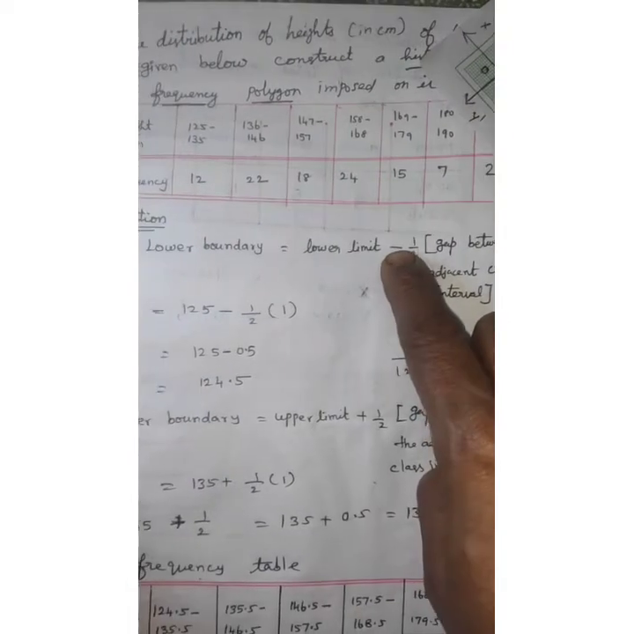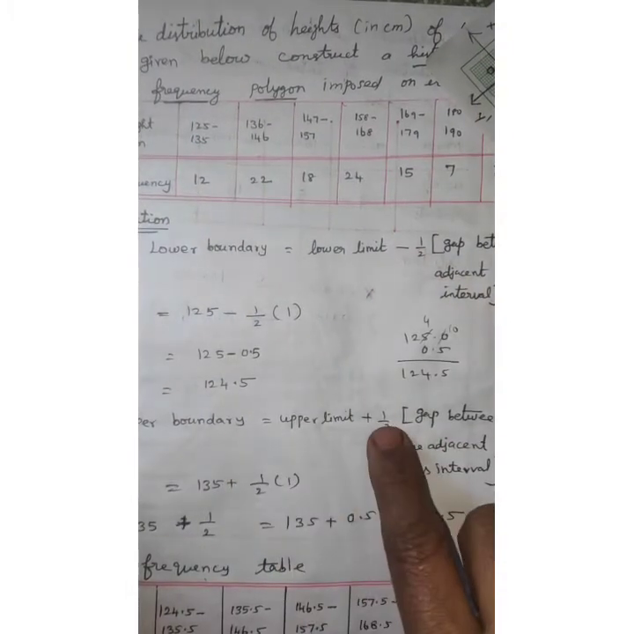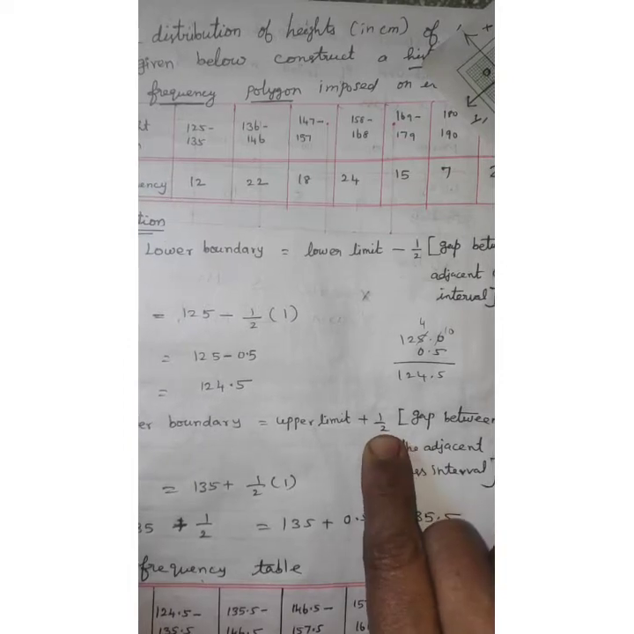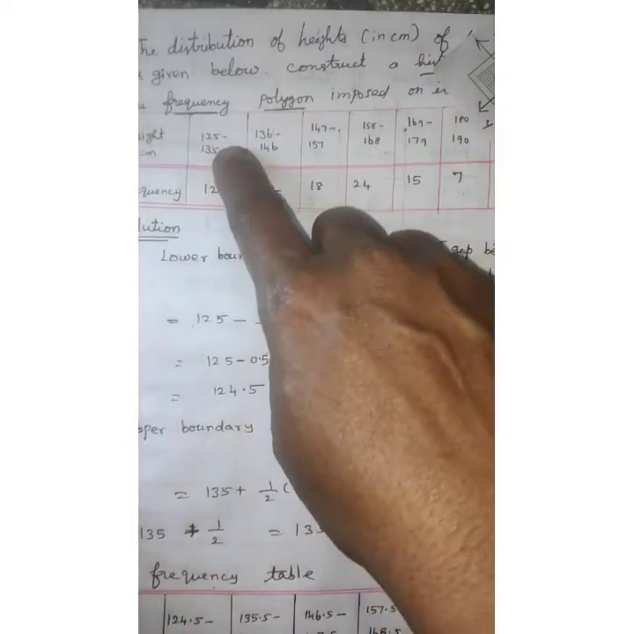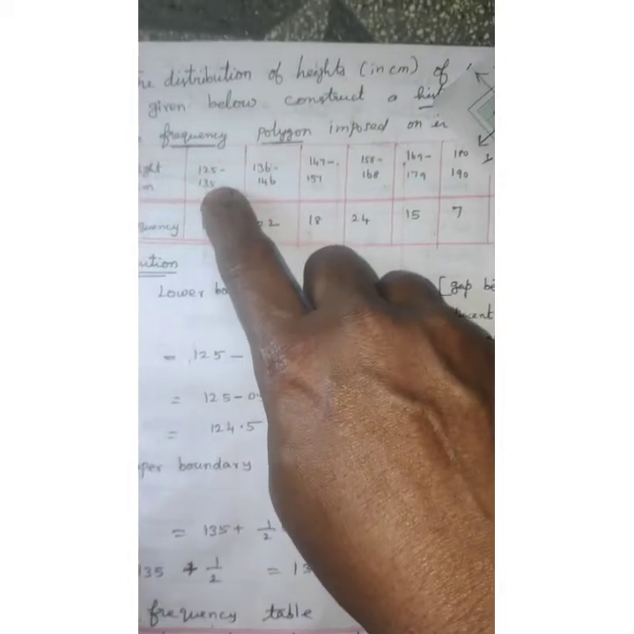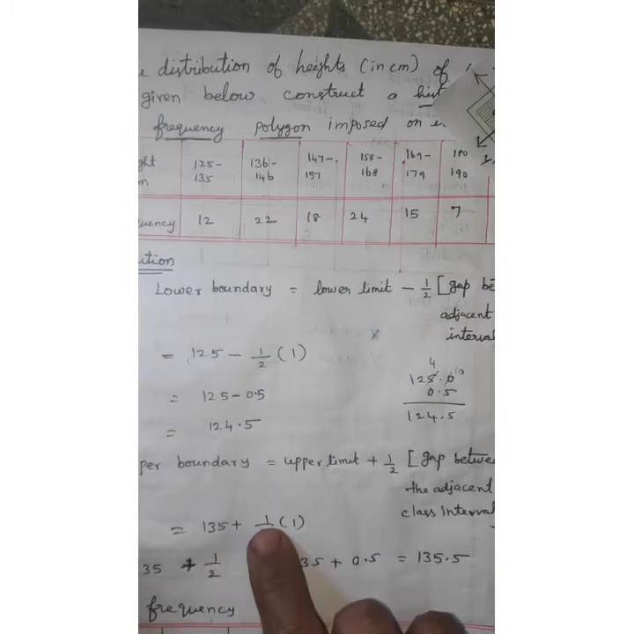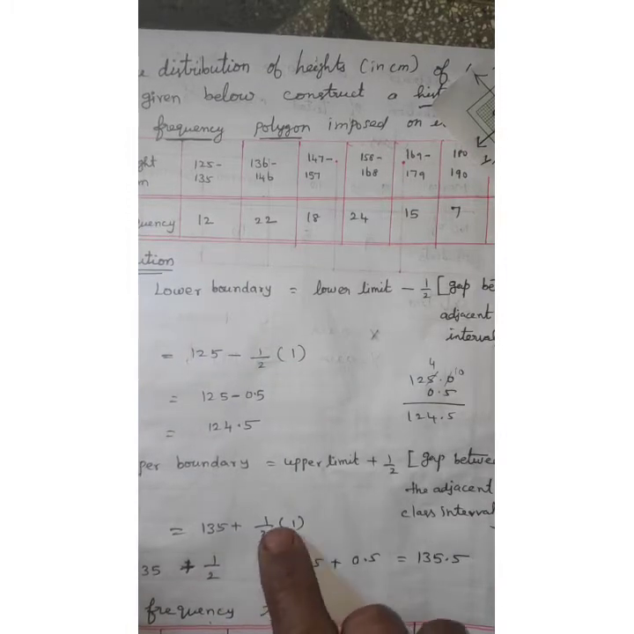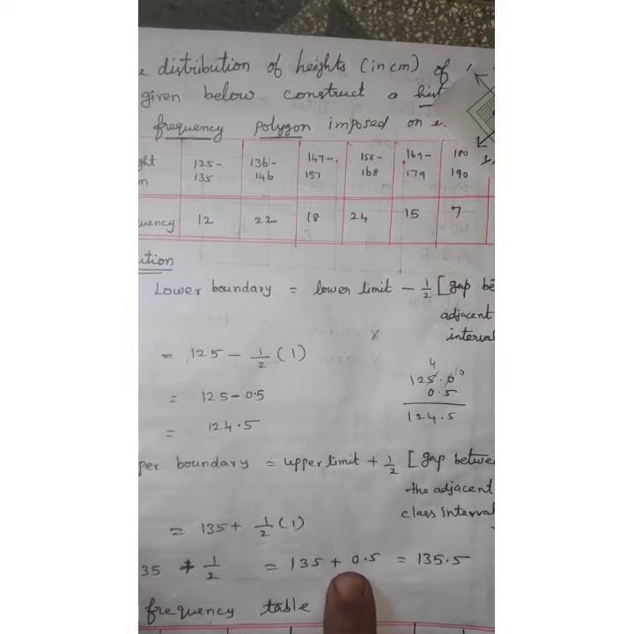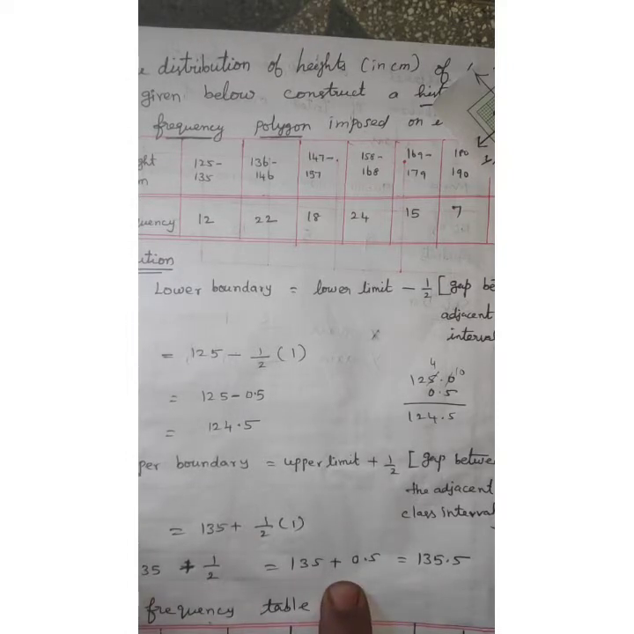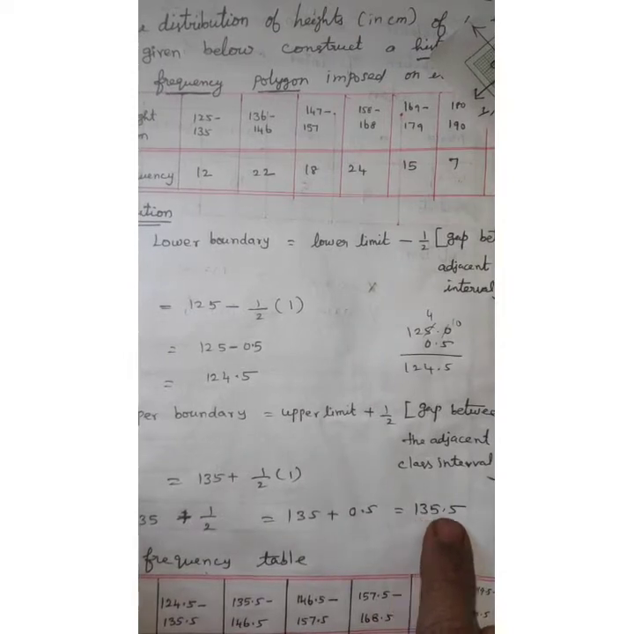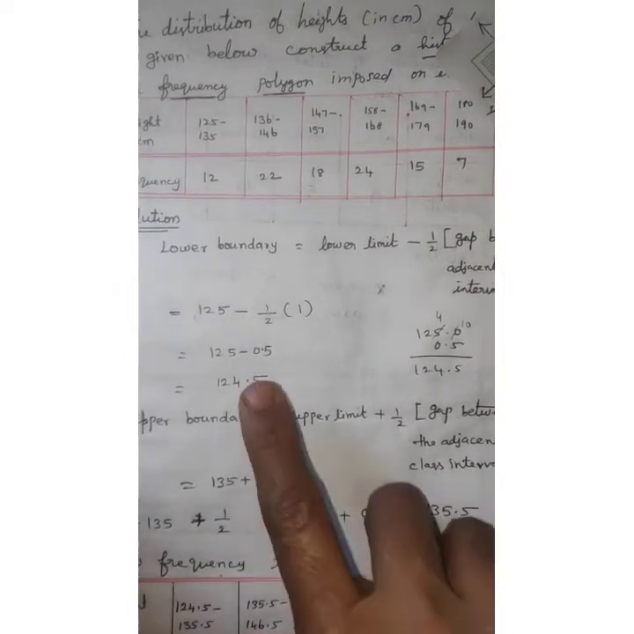Upper boundary: to the upper limit, add 1 by 2 of the gap between the adjacent intervals. For the lower boundary we subtract; for the upper boundary we take the upper limit and add half the gap. The bigger number is 135, so 135 plus 1 by 2 into 1, which is 0.5. So 135 plus 0.5 equals 135.5. That gives the lower and upper boundaries.